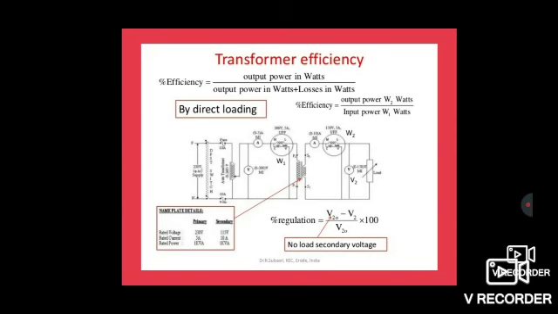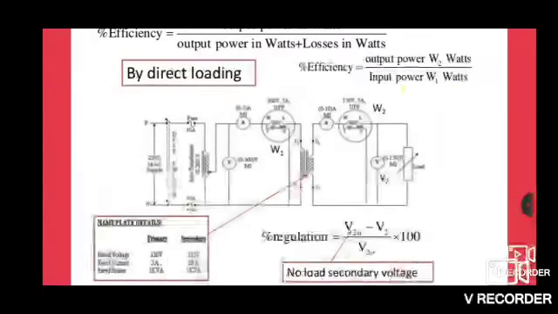Transformer efficiency. Percentage efficiency of a transformer is output power in watts divided by output power in watts plus losses in watts. By conducting a direct load test, we can find the value of efficiency as output power W2 watts divided by input power W1 watts, where W2 is the secondary wattmeter reading and W1 is the primary wattmeter reading. See the diagram. The primary is connected to the auto transformer, voltmeter, ammeter and wattmeter. Secondary is also connected to the voltmeter, ammeter, wattmeter and load.